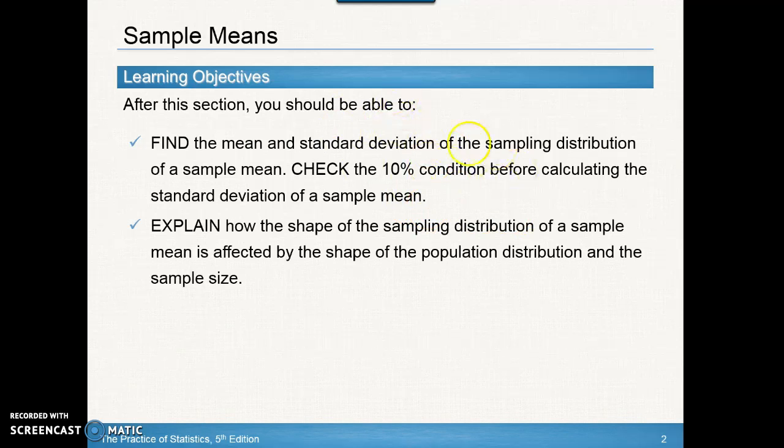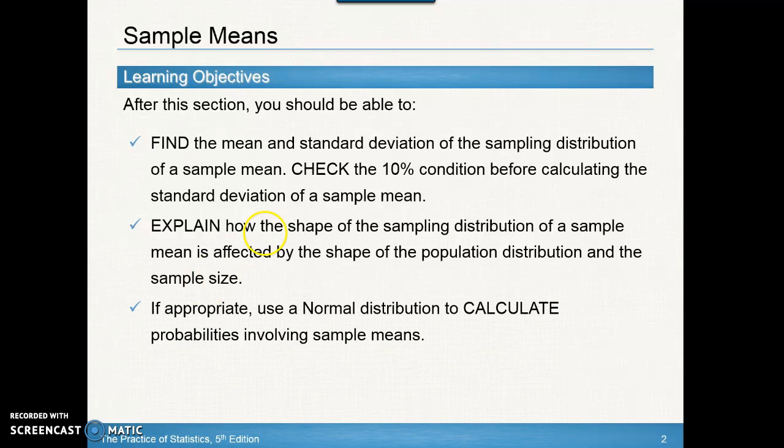We're going to explain how the shape of the sampling distribution of a sample mean is affected by the shape of the population distribution and the sample size. And that's different. Remember, for sample proportions, the sampling distribution didn't really have anything to do with the population. Then, if appropriate, we use a normal distribution to calculate probabilities involving sample means, which is the same process that we did in the last section.